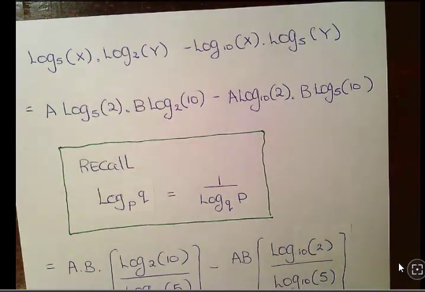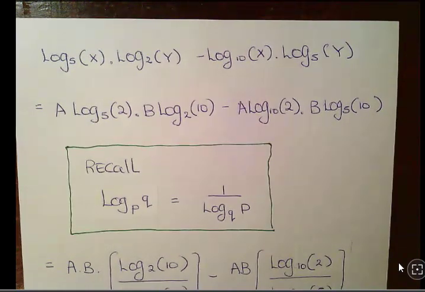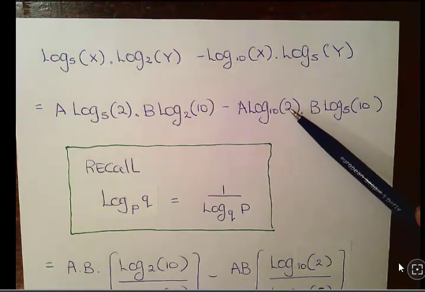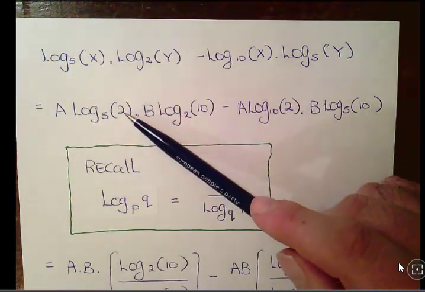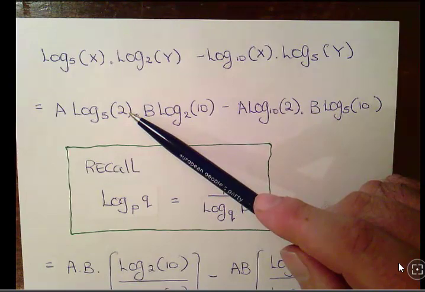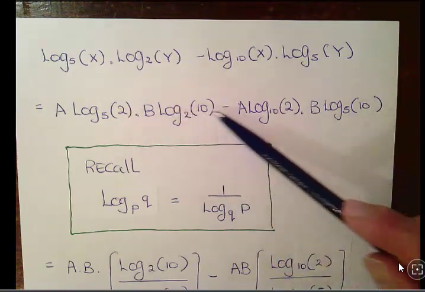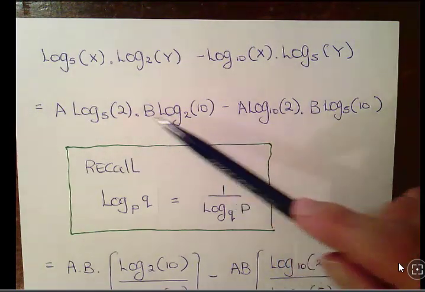I've rushed ahead a little bit, but essentially that's the left hand side. This is what the left hand side is equal to. I'm going to substitute everything we've used on the last page. So log of x to the base 5 is a times log of 2 to the base 5, and so on. That's grand altogether.